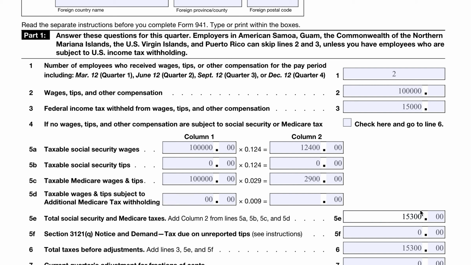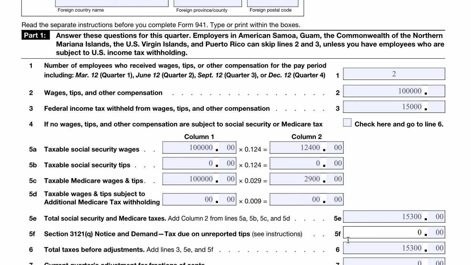So we get down to line 5E, and we're going to total all of these amounts from column 2. So again, column 1 is the wages or the tip income. Column 2, which I did not specify earlier, is the after calculation, the amount of tax that you must withhold and remit. So the total of that happens to be $15,300.